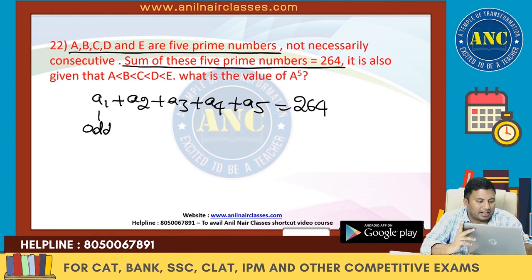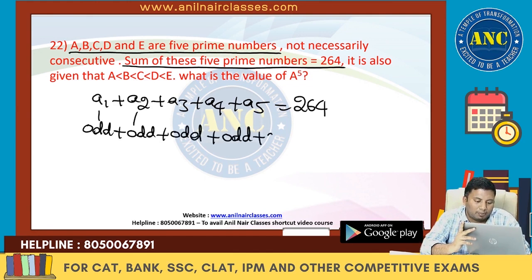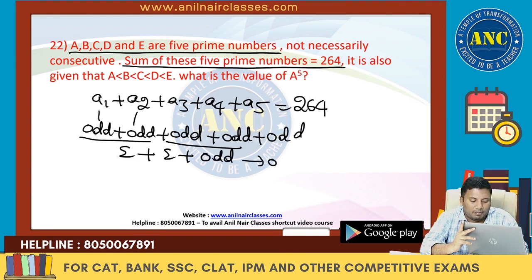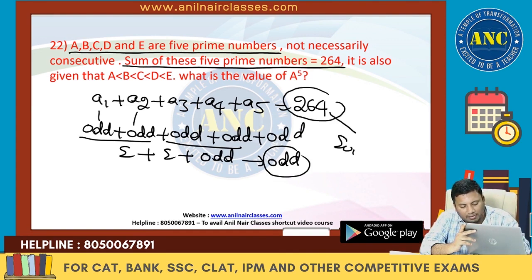So if I take them as odd: odd plus odd, plus odd, plus odd, plus odd. Odd plus odd is even, even plus odd is odd, and so on, so the total is an odd number. But the right hand side is an even number. That means all 5 cannot be odd. One has to be even.